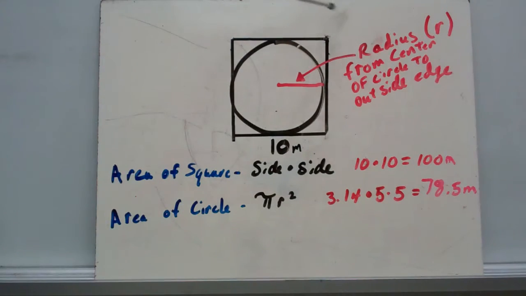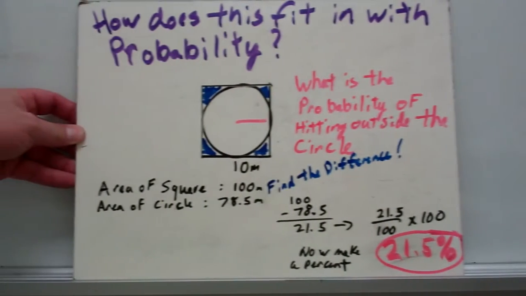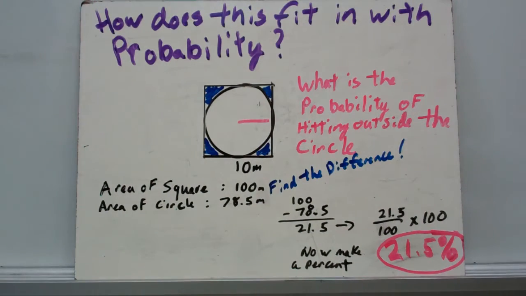We have the measure of the outer square, which is 100 meters, and then we have the measure of the inner circle there, which is 78.5. So the question is, how does this fit in with probability? Well, what you will be asked to do is find, for example, the probability of hitting outside of the circle. And what we need to do in that case is find the probability of hitting outside in these corners here outside of the circle.